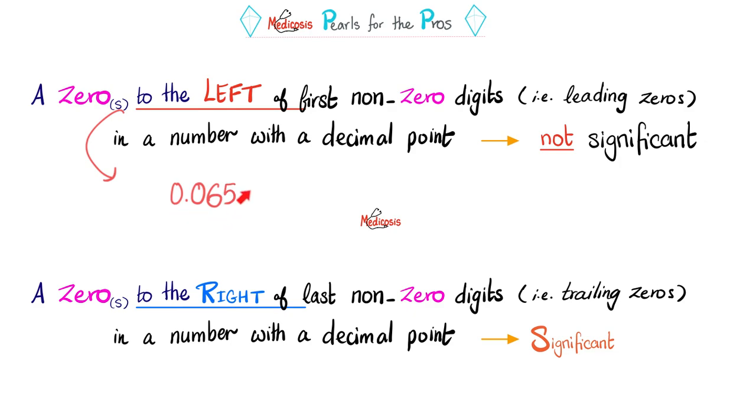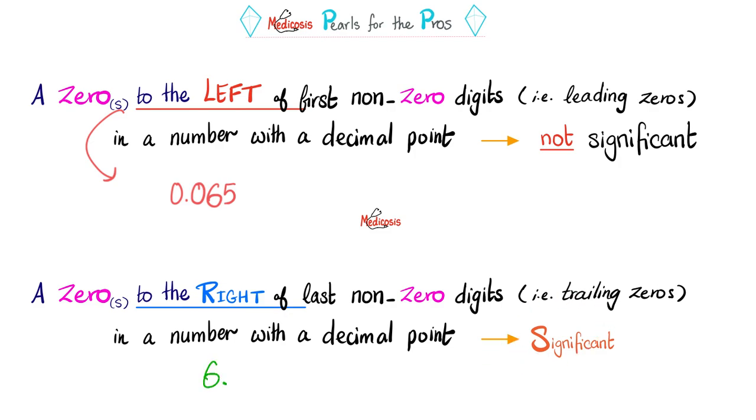And why is that? Because this could be 0.065 kilograms. By multiplying by 1,000 to convert the kilograms into grams, you end up with 65 grams, proving that these zeros on the left are not significant. Conversely, if they are on the right and we have a decimal point, they are significant.